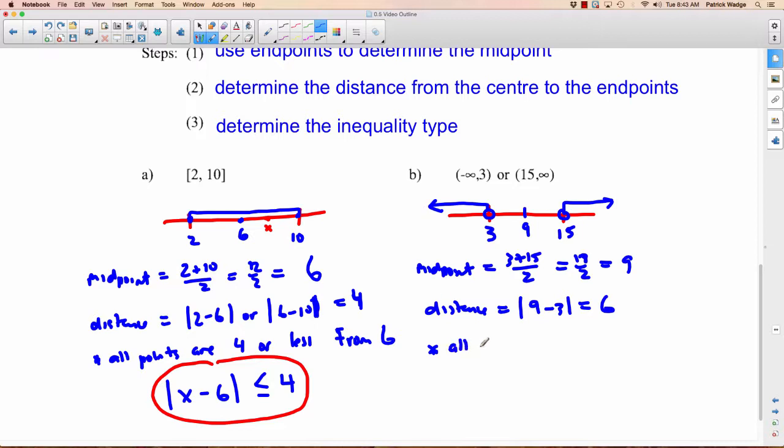So all points are more than 6 away from 9. But they're all more than 6 steps away from 9. So how would we write that? Again, if you take any arbitrary point, like this one right here, let's say, if you wanted to know the distance of that point from 9, you would go absolute value of x minus 9, or absolute value of 9 minus x if you want, but usually write it this way. And we're saying that point is more than 6 away from 9. So this is your answer. You would not put the line underneath, of course, because these are open circles and not closed circles.